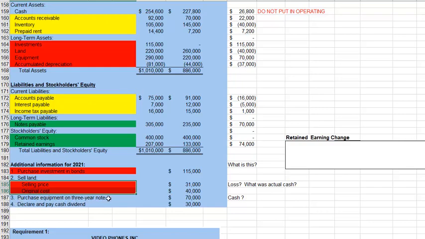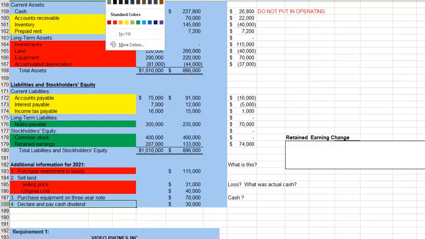Purchase equipment on a 3-year note. Purchasing equipment, that's a long-term asset. That would be investing. But a 3-year note, that would be debt. That would be in financing. What this is going to be is non-cash activity. So we'll need to update that as we do our cash flow statement. We declared and pay a cash dividend of $30,000. Cash dividends that we pay as a company are going to fall into debt and equity, which is going to be in our financing section.